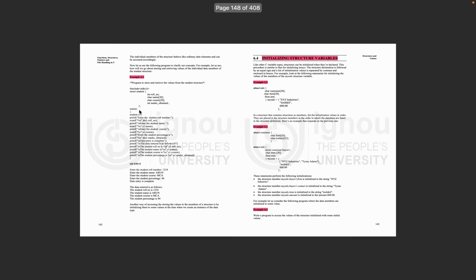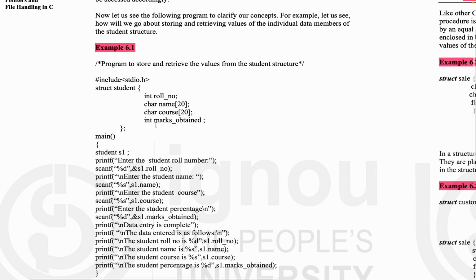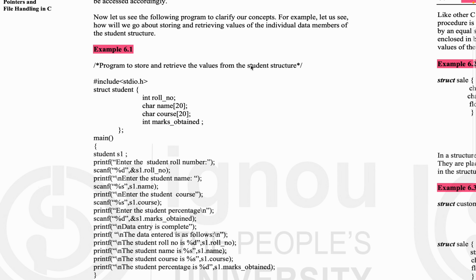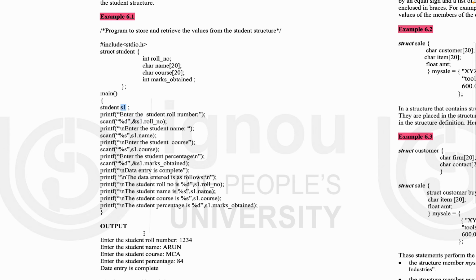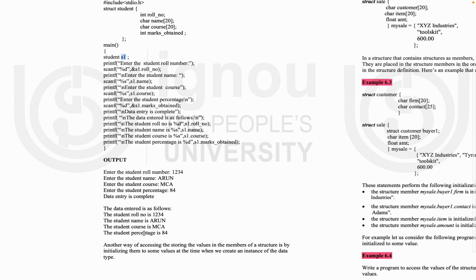Okay, program to store and retrieve the values from a student structure. The struct keyword is used in the structure. Include stdio.h, structure student with name, character, marks, and in main, student S1. Enter the roll number: S1 dot roll number. Enter the name: S1 dot name, S1 dot course and so on. Okay, understood.